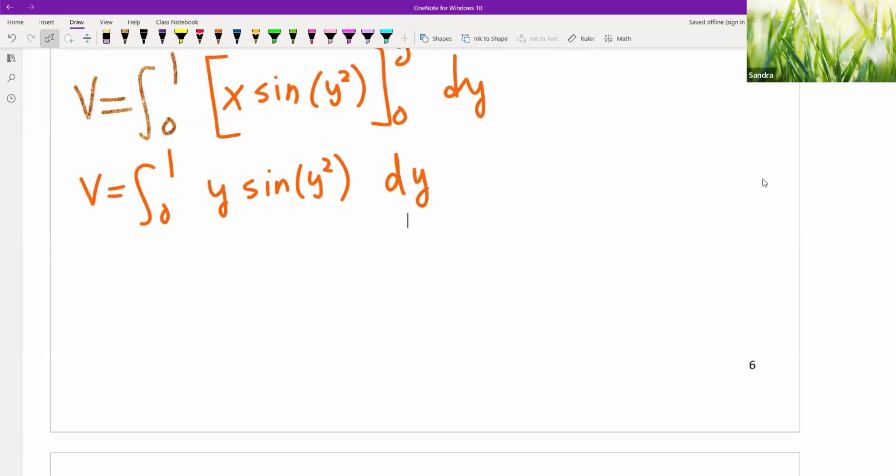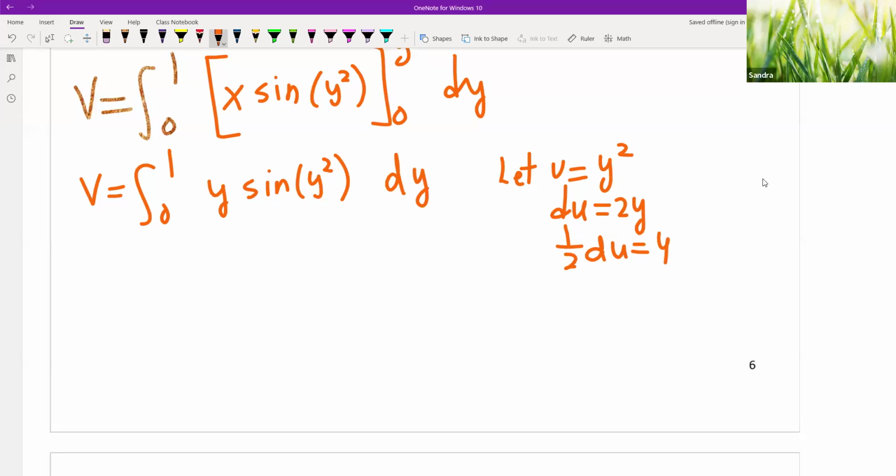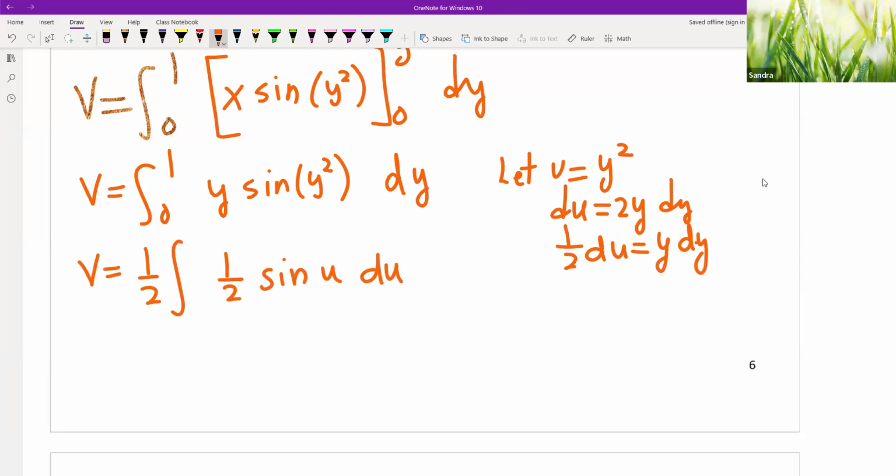because now we can use a u substitution. And so using a u substitution will be very, very helpful. So we can say, let u be equal to y squared. du will be equal to 2y. 1/2 du will be equal to y dy. Okay, so then this will be 1/2 over here. This will be 1/2 sine of u du, yeah?